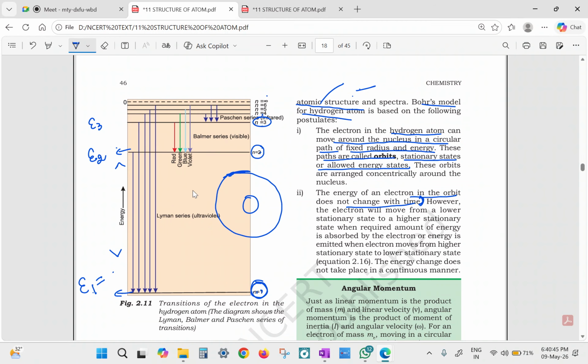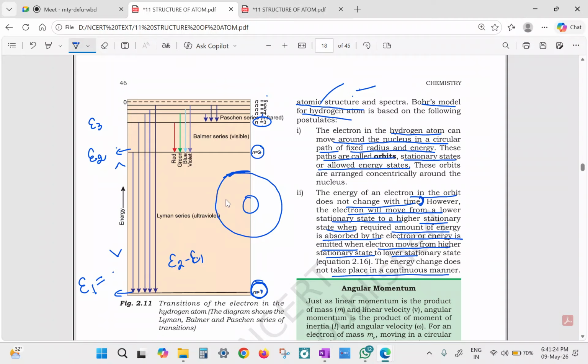Remains fixed. However, if some energy equal to E2 minus E1 is given, then the electron would shift into the second shell. Or if it is given E3 minus E1, it can go to the third shell. The electron will move from a lower stationary state to a higher stationary state when the required amount of energy is absorbed, or energy is emitted when the electron moves from a higher stationary state to a lower stationary state. The energy change does not take place in a continuous manner, but in a discrete, quantized manner.